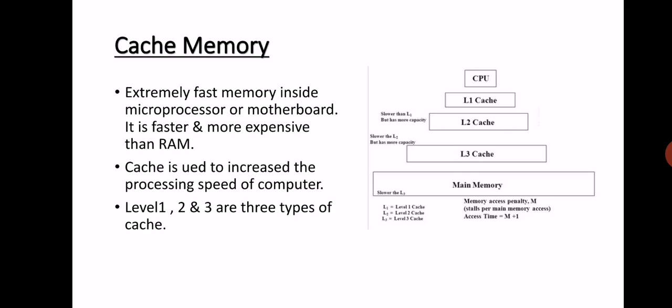As you can see in the picture, on top there is CPU and then there is level 1 cache, then level 2 cache and then level 3 cache. Level 1 cache is slower but has more capacity. Level 2 cache slower but has more capacity. Then level 3 cache.